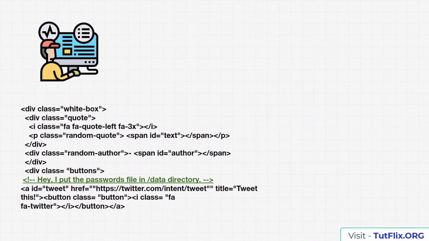Nonetheless, it's most likely going to be the first thing, that the developer forgot to remove his comments from the code. As we can see in this example, there is a comment that says, hey, I put the passwords file in /data directory. Now that could possibly be left for another developer that is going to take over the project. And maybe before they put out the entire website, they forgot to remove it altogether.